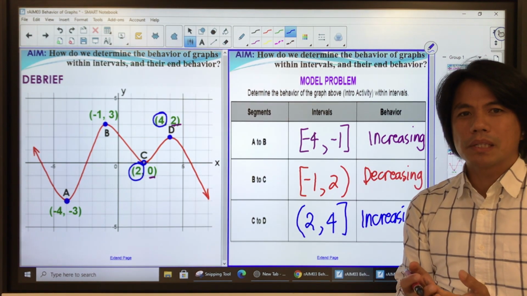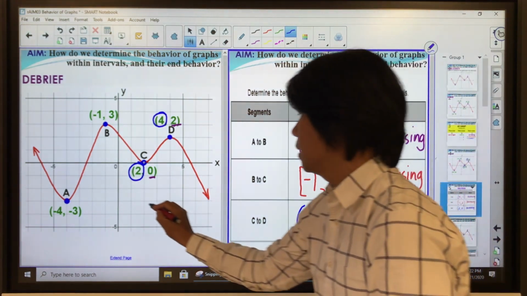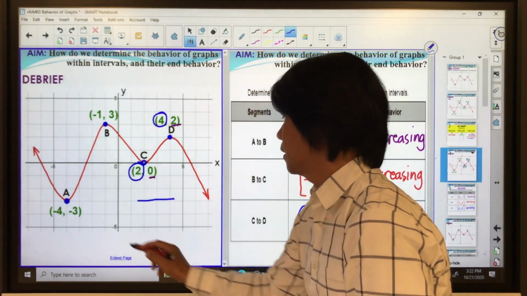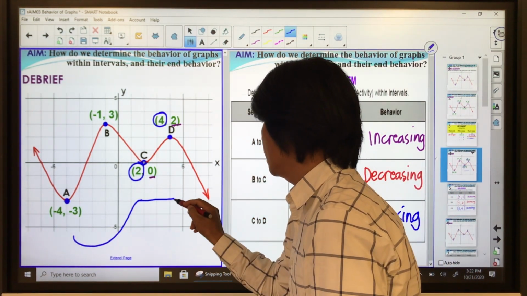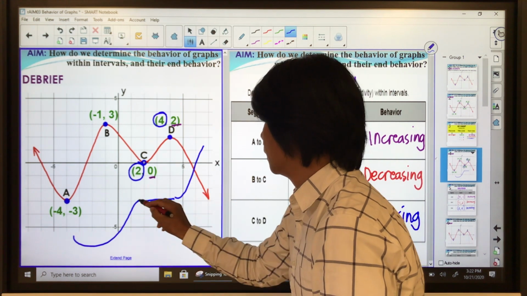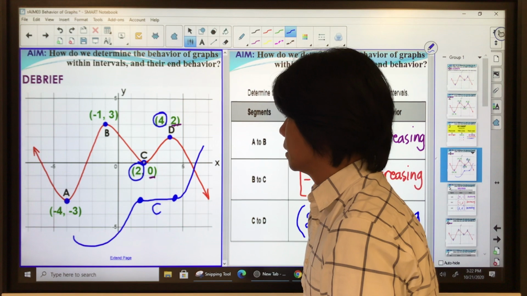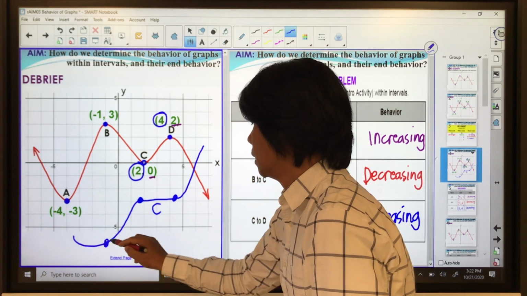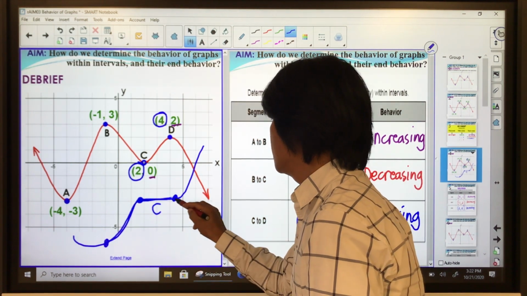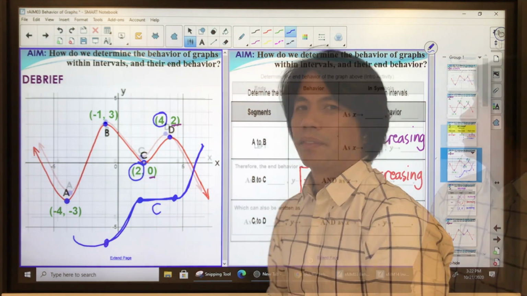So when do you say it's constant? If the graph is horizontal, let's say for example the graph looks like that, and then it went up. So from here to that point, this is constant. This is increasing, constant, increasing.